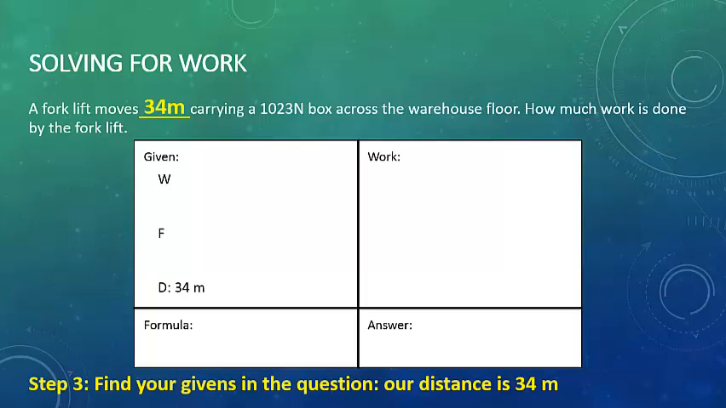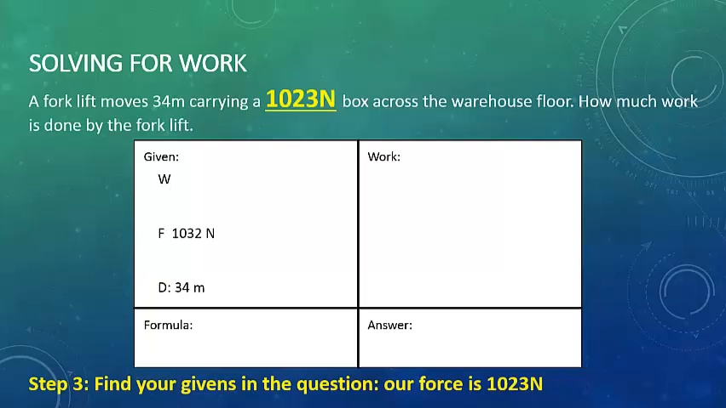So, now that we got that, we continue reading the question. A forklift moves 34 meters, carrying a 1,023 Newton box. Again, we see a number, so I'm going to stop. I see the letter N, and the capital letter N tells us that this is a force, so we're going to plug it in the F force spot. So, we can continue now, so that way we can find our last variable.